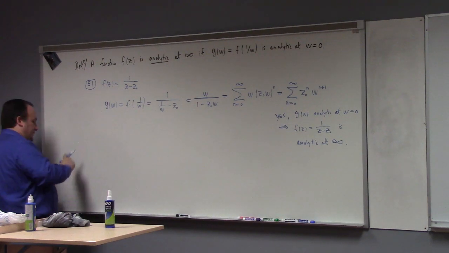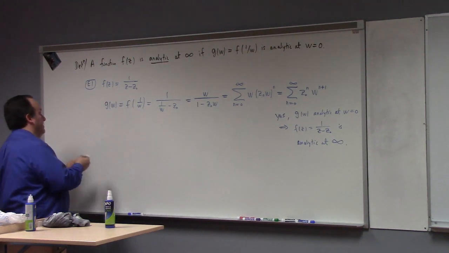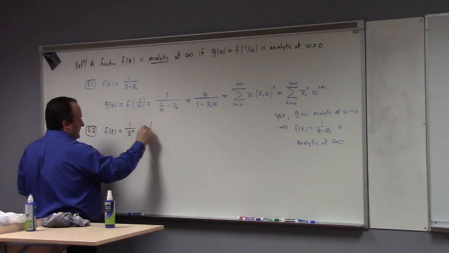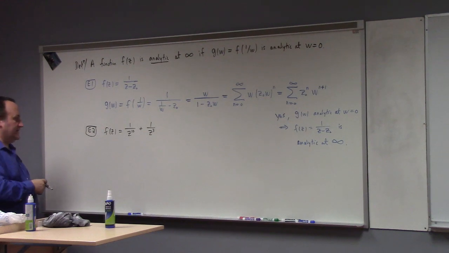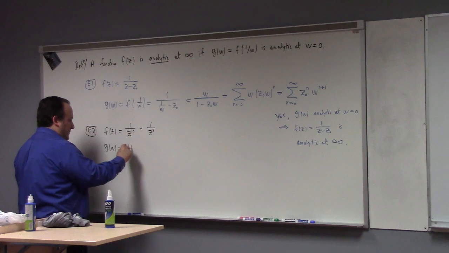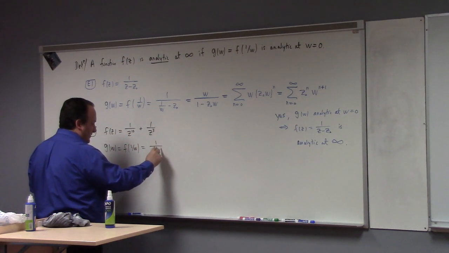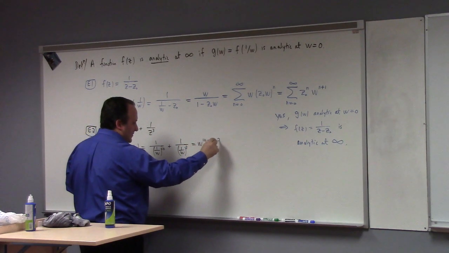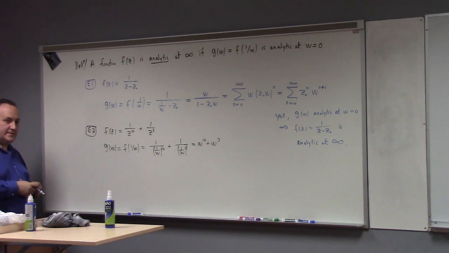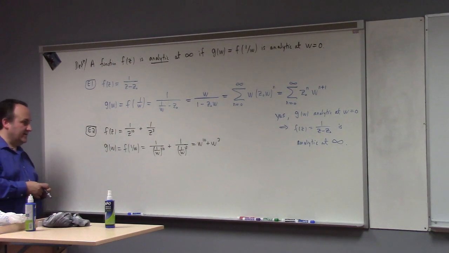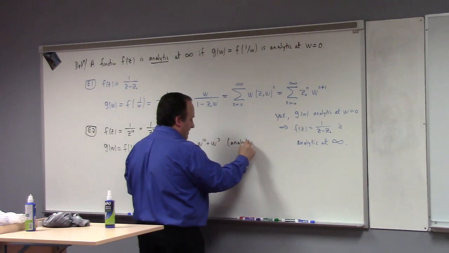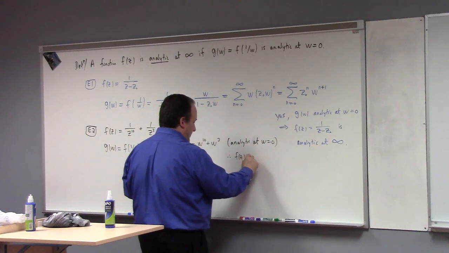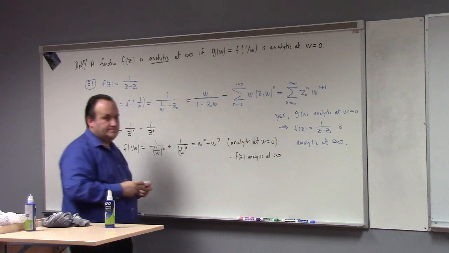All right, let's do another one. Example 2. I'll make my life a little bit easier. What if I had f of z is equal to like 1 over z to the power 10 plus 1 over z cubed, right? Is this analytic at infinity? Well, if we look at g of w equals f of 1 over w, and we simplify, so we got 1 over w to the 10th power, right, plus 1 over w to the 3rd power. Well, we get w to the 10th plus w to the 3rd power. Is this analytic at 0? Yes, this is analytic at 0. So therefore, f of z is analytic at infinity. All right?